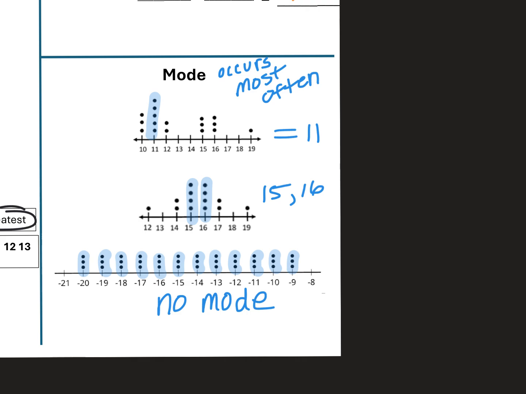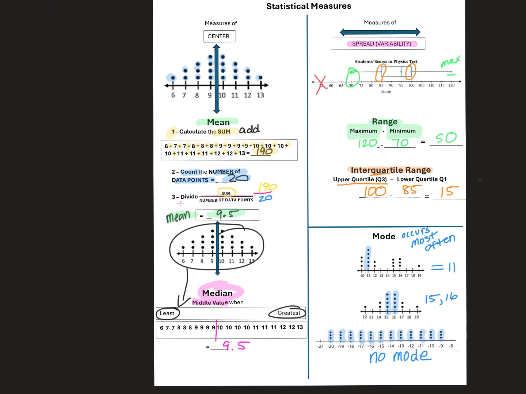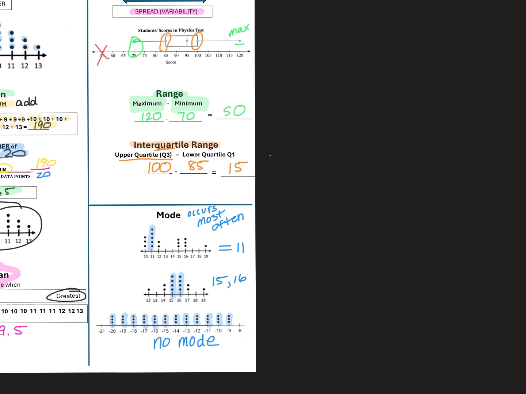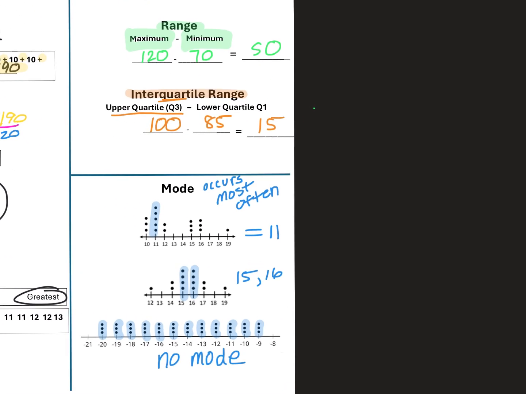So just a reminder that the mean and the median, the graphing calculator will do for you. The range, interquartile range, and mode, you do need to know how to do these without the calculator. However, remember that the calculator does tell you how to find the quartiles and the minimum and the maximum. So all you have to do is remember to subtract them.